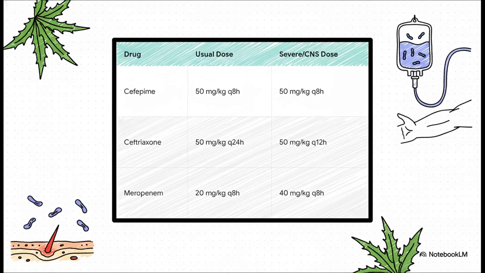For pediatric patients, especially neonates, it's a completely different story. Dosing is always weight-based, and the initial empiric therapy is usually much more aggressive, often using combination agents. For really severe infections, like meningitis, you'll see them ramp up the dosing frequency, like here with ceftriaxone, going from once a day to every 12 hours.